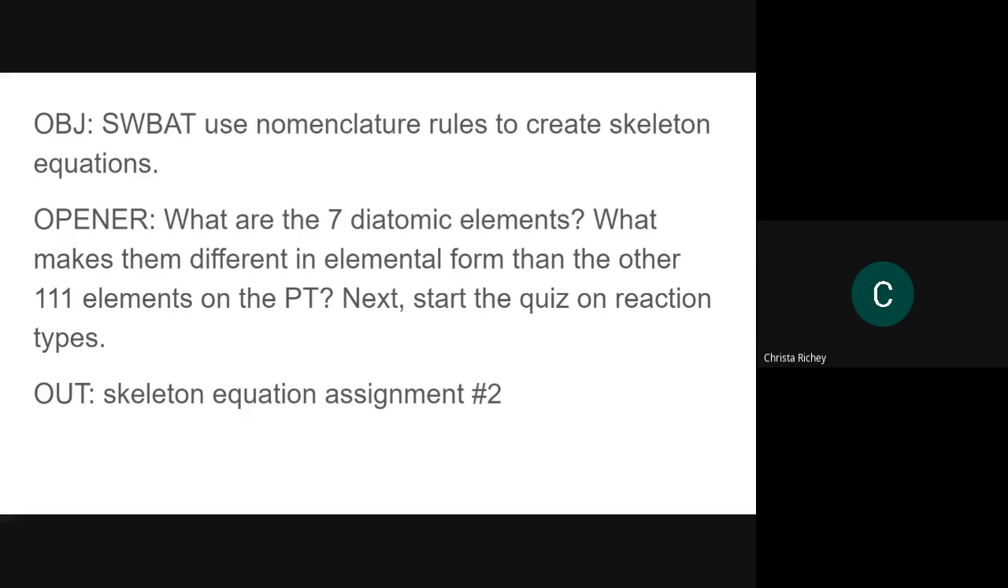What does diatomic mean? Atomic, 2. So what do these 7 elements get when they're by themselves if the other 111 don't? A 2. So when we write oxygen gas, it's not just O, it's O2. Iodine, which is a solid, it's not a gas, it's not just I, it's I2. But the other 111, let's say it's gold, you're talking about gold, it's just Au.